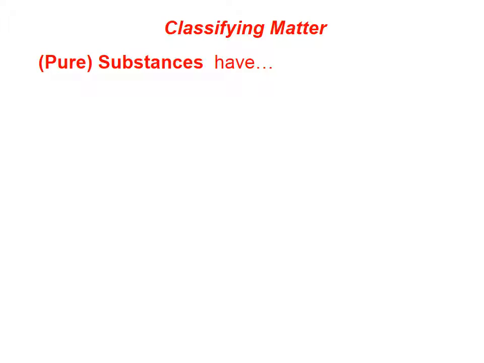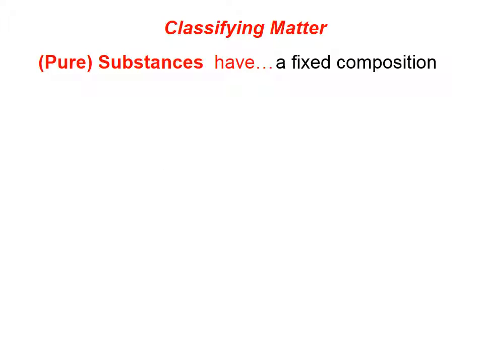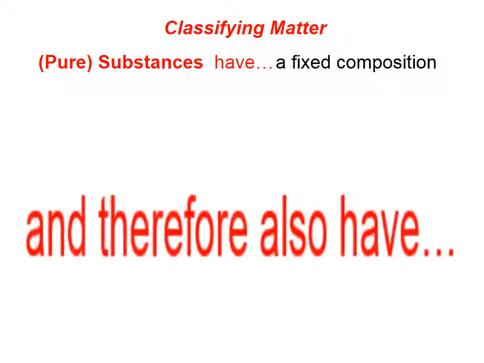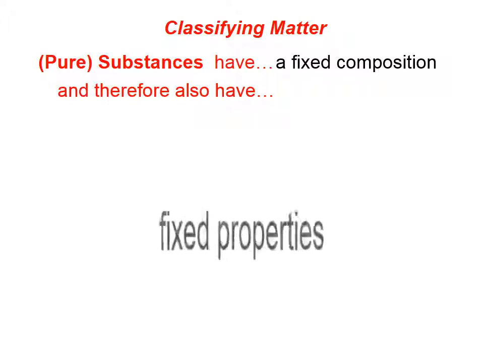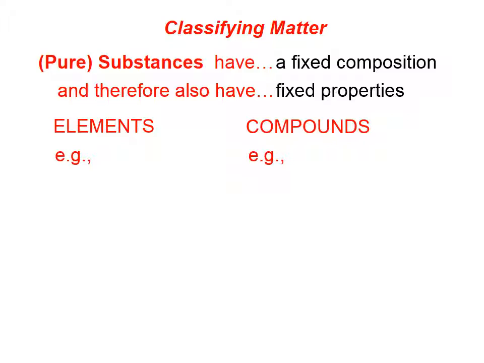Pure substances, or sometimes we leave the "pure" off and just call them substances. Pure substances have a fixed composition and therefore also have fixed properties. There are two types of substances, elements and compounds.